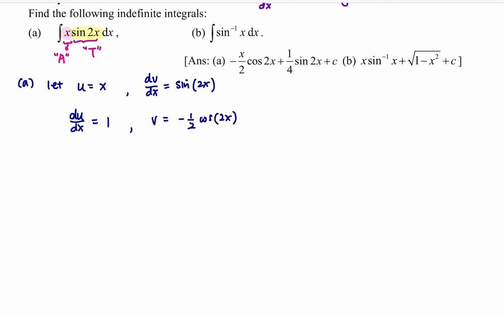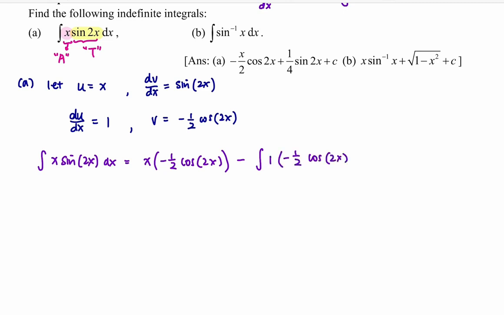So now let's put them together using the formula. When we are asked to integrate a product of two functions, it can be written as u times v. So it is x times v minus integrate of du dx times v, or v times du dx, they are the same. So this is what we'll have.